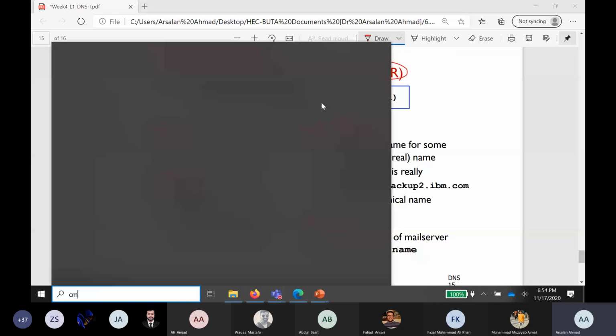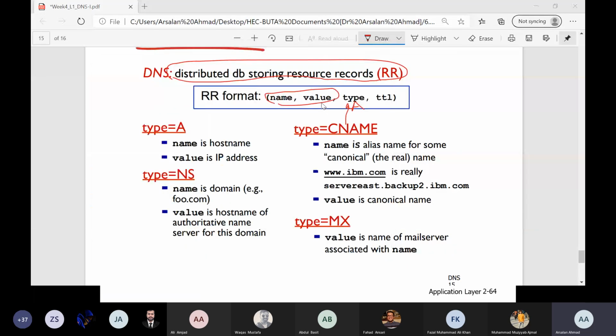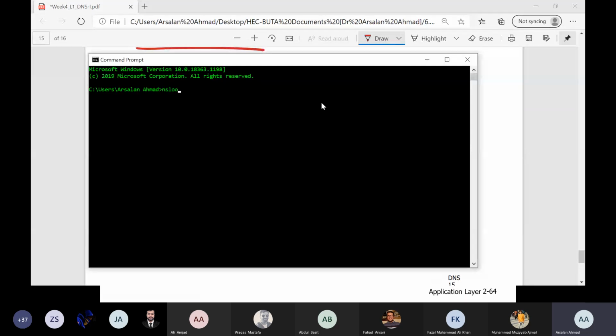Okay, very quickly, let me just do an nslookup. You can see my command prompt, right? This is the command for looking at the DNS responses, and let me nslookup www.cnn.com.